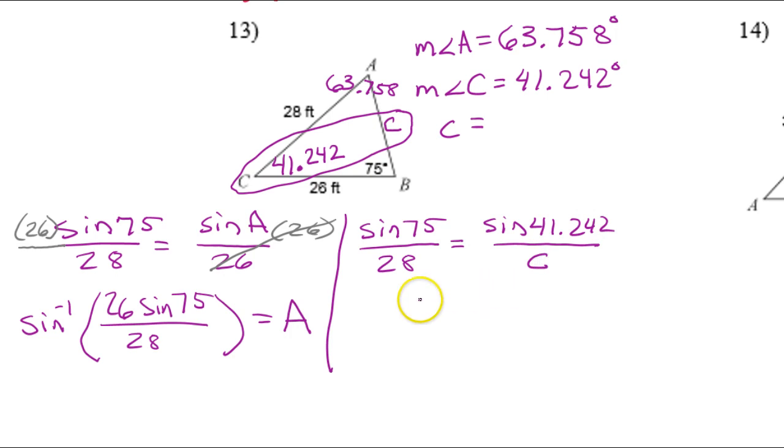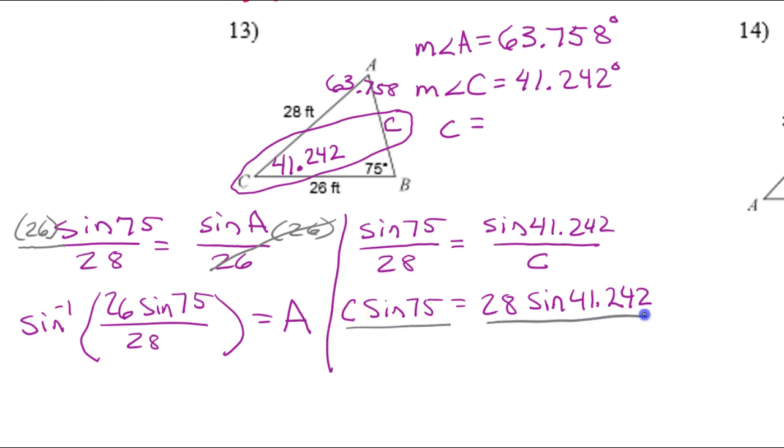over side C. So a little cross multiplication gives me C sine 75 is equal to 28 sine 41.242. And I need to divide both sides by sine 75 in order to get side C by itself. So these will cancel out, and that will leave C. So I'm just going to put all of this in my calculator, and that will give me side C. I'm going to go ahead and do that off camera.